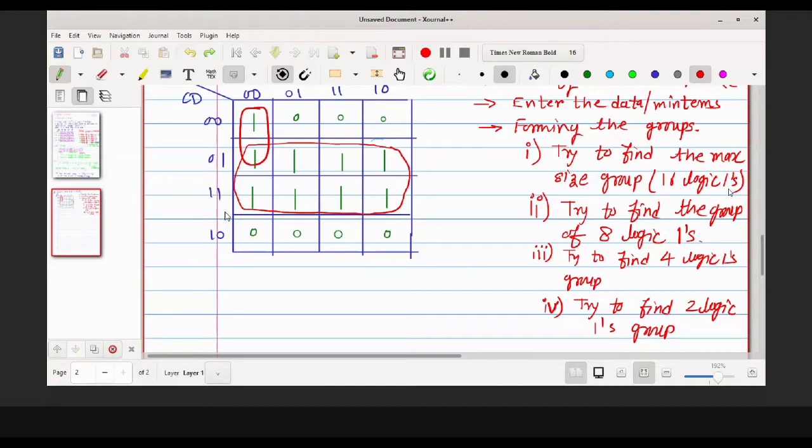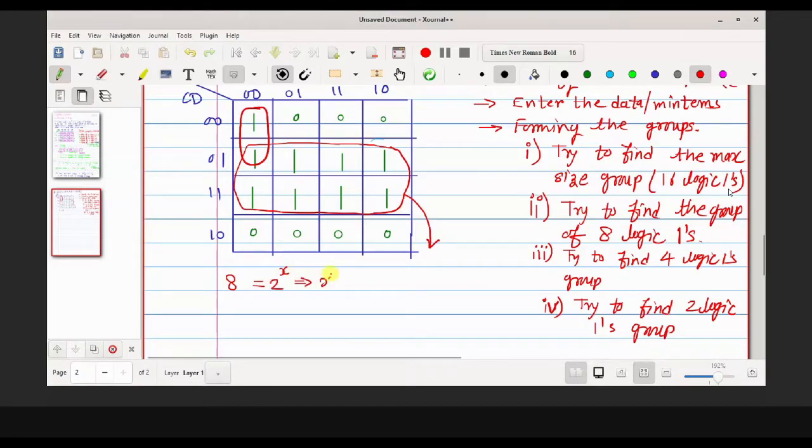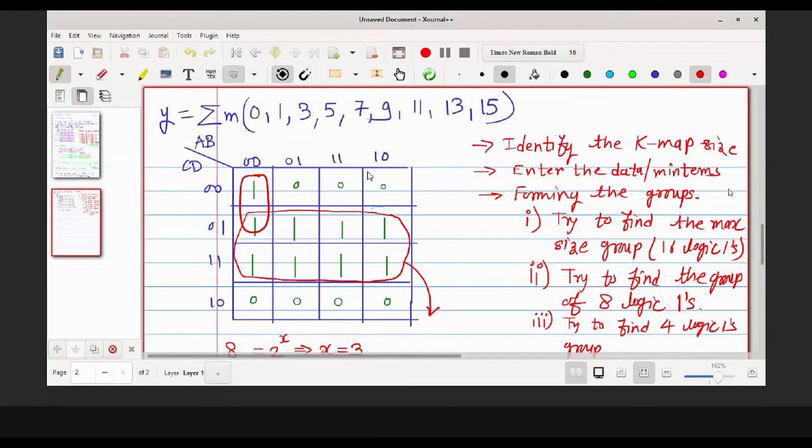Okay, so now let us look at what is the equation. For this particular group, 8 is equal to 2 to the power of x, which implies x is equal to 3. So that means there have to be 3 variable changes permitted. So let us look at whether it is doing the same or not. So see, look at it.